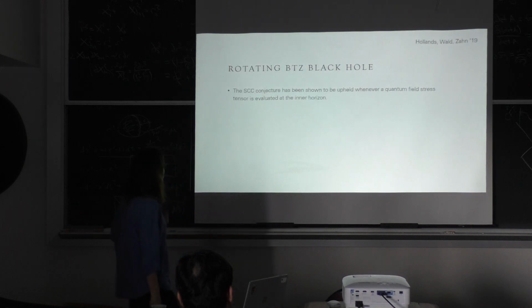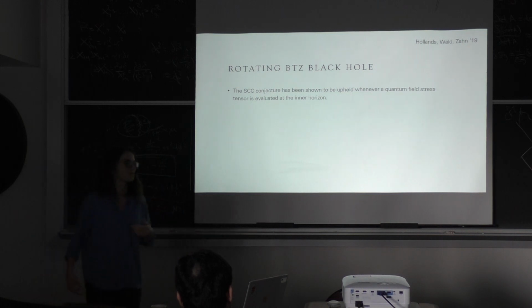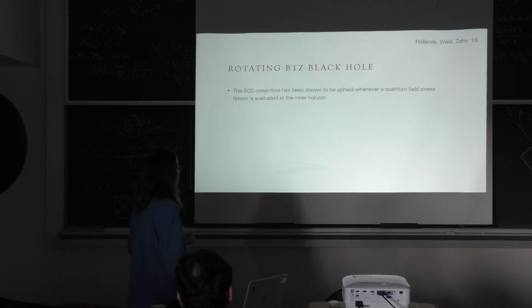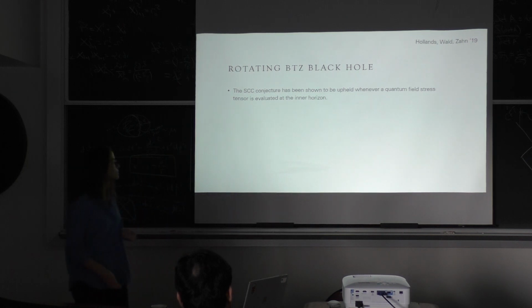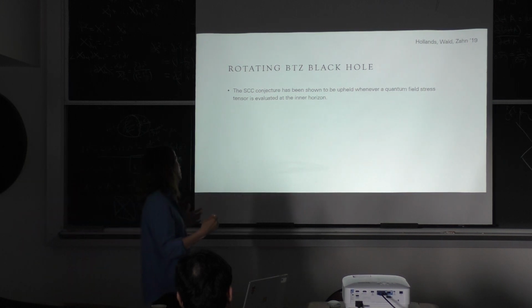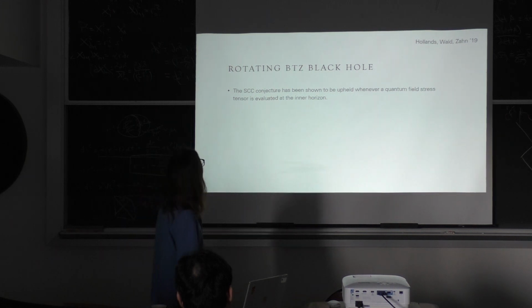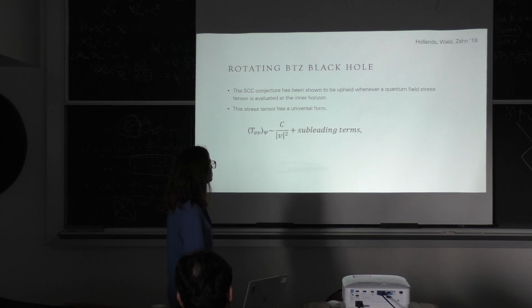Now this strong cosmic censorship conjecture was formulated in the 70s, so there's been 50 years of work on it. But in fact, it's only been about 5 years since people realized that putting quantum fields on black holes leads to some sort of universal protection from crossing this inner horizon. This was done by Hollands, Wald, and Zahn for the first time, as far as I remember, but there have been many follow-ups, also by Hollands and other people.